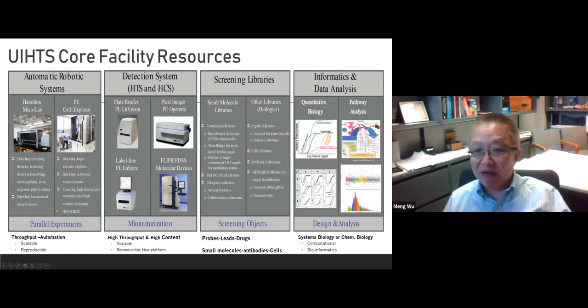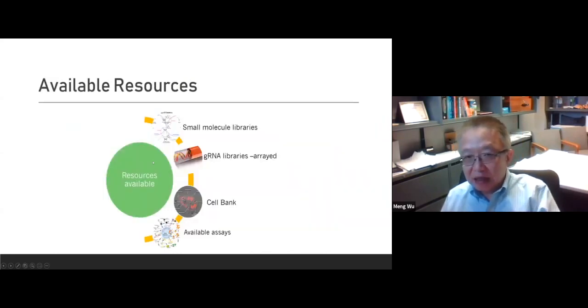It gives you the resources we have. We have automation. We have detection systems, both high throughput as well as high content. We have a screening library, with small molecules and a little bit of biologics as well. I will go into details in the later slides. We do have a certain capability for information analysis. We usually use the information analysis to direct what we do in the earlier part. So I will basically show the resources we have here.